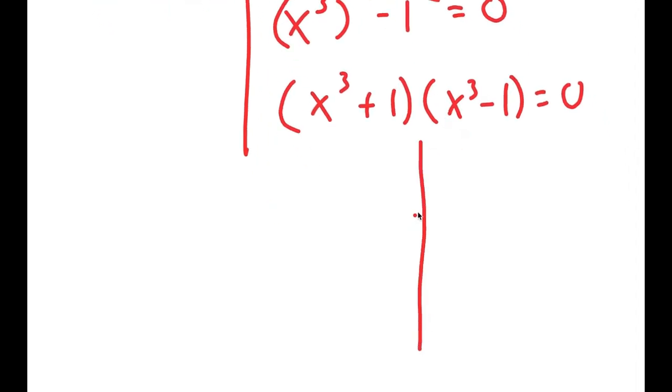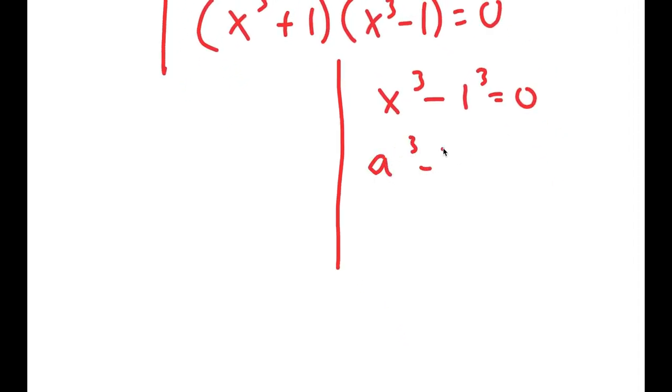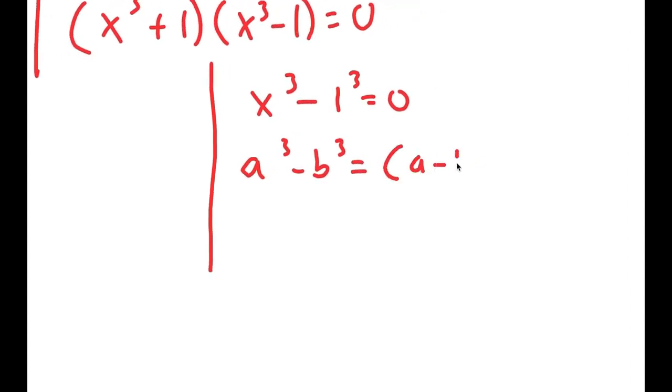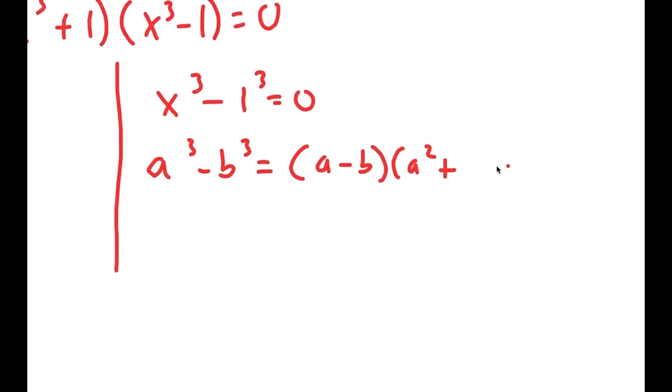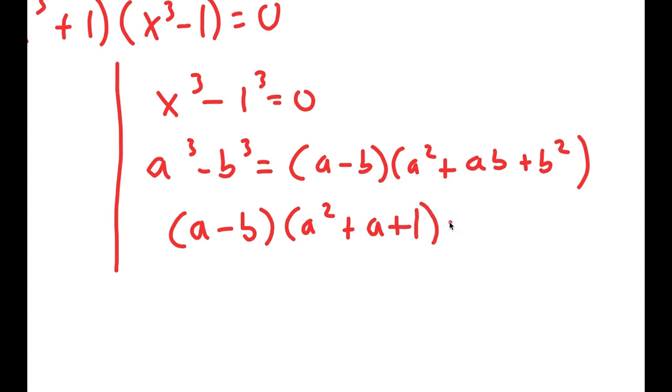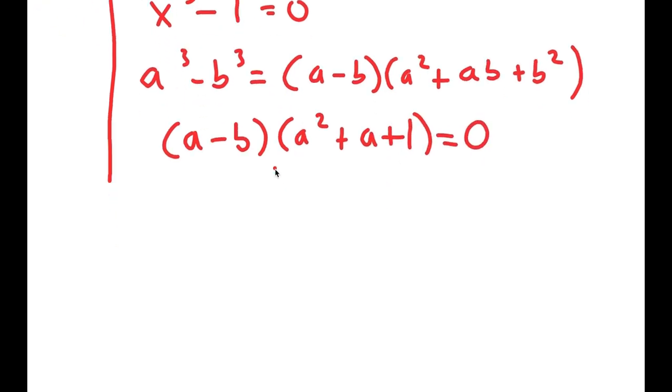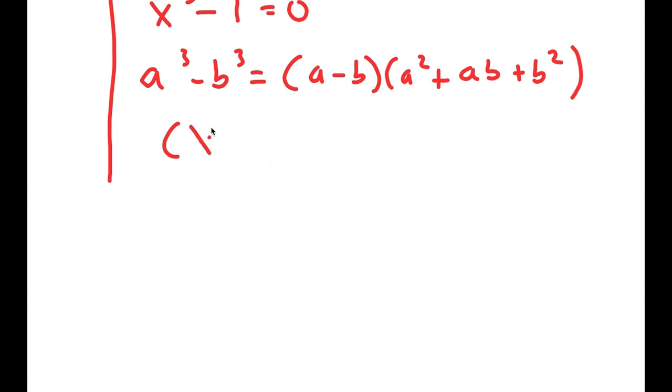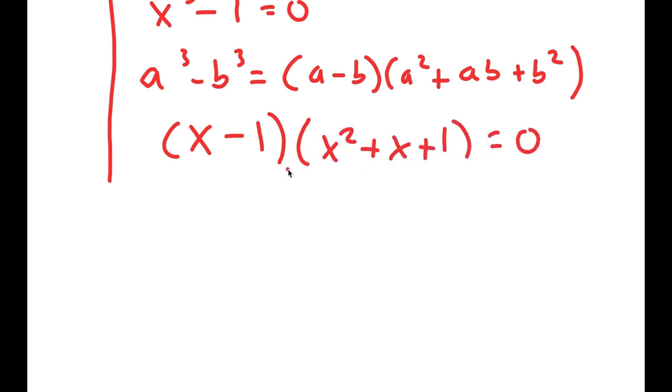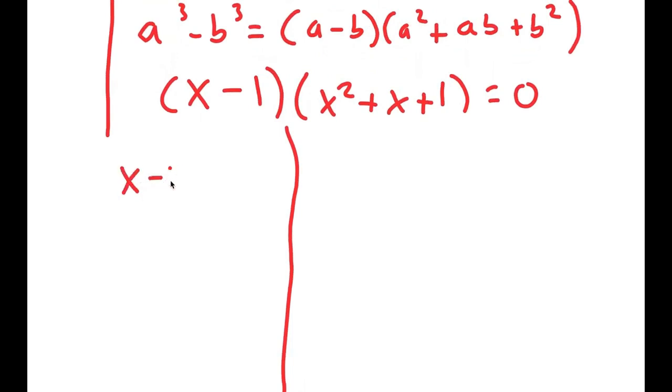Now, for x to the power of 3 minus 1 equals 0, I'm going to rewrite this as x to the power of 3 minus 1 to the power of 3 equals 0, so I can use the property a to the power of 3 minus b to the power of 3 is equal to a minus b times a squared plus ab plus b squared. So this turns into x minus 1 times x squared plus x plus 1 is equal to 0, which gives me yet another two equations. So now I have x minus 1 equals 0 and x squared plus x plus 1 equals 0.